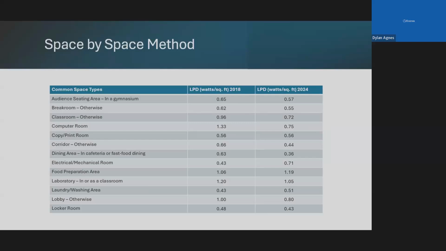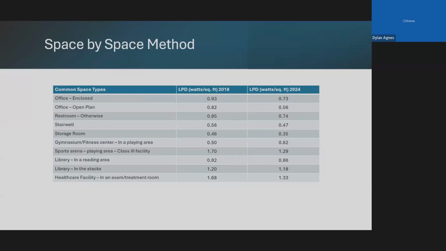So with the space by space method, here are the changes from 2018 to 2024. If I remember correctly, there are only two values that did not change. One of them is here, the copy print room. So here for the common space types, I just went through and applied all the applicable programming for our fictional high school that we are designing, and the applicable LPD that's going to be applied for that space type.